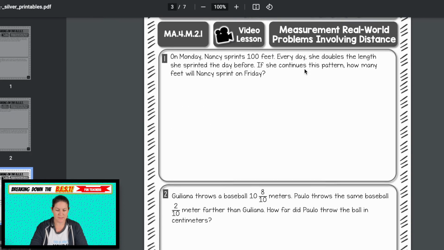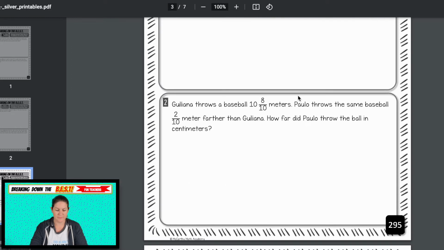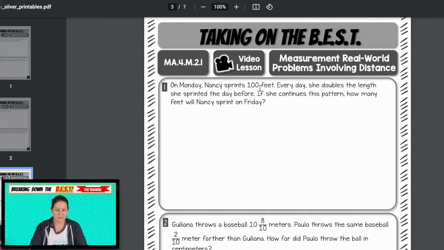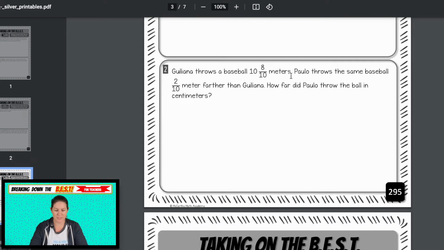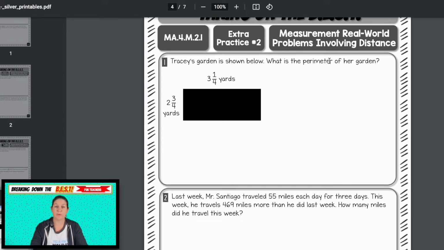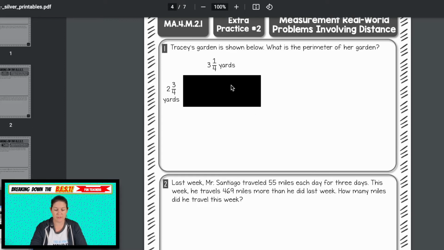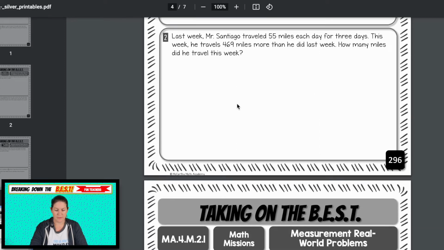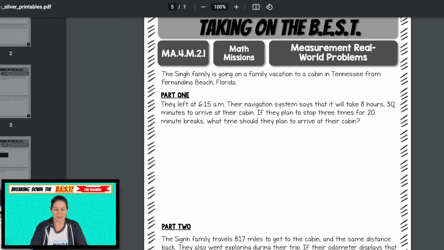This is with distance. Okay, so you can see here, Nancy sprints 100 feet and she doubles the length. If this pattern continues, how many feet? And here we're going from meters. There's a problem involved there, and then eventually it's converted into centimeters. For here, we've got perimeter, so we're incorporating our perimeter standard into this involving fractions. You can see that fractions are there. We have our limitation, 4th is fine to use. And another one, okay? And then we have math tasks right here.